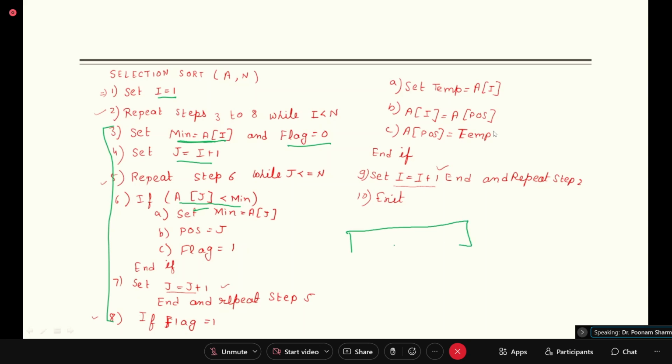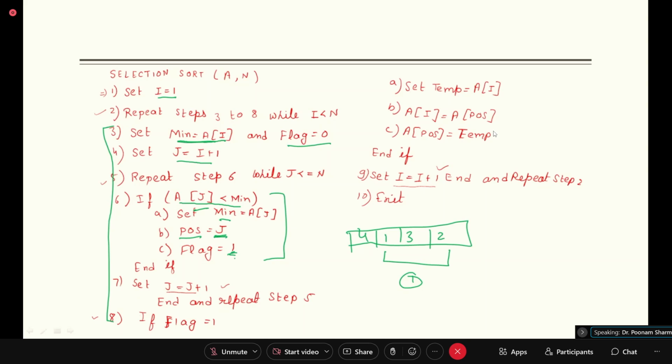For example, if I have the array 4 1 3 2, we will compare all the values and find out the minimum. So 1 is the minimum. What is done here is finding the min value in min and the index of min in POS. And if you have some minimum value, then you set the flag as 1. Because only if flag is 1 are we going to swap the values. If flag is 0, it means there is no need of changing the value.